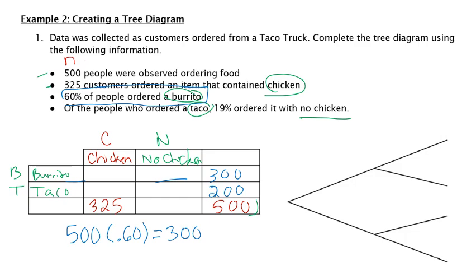Okay, we then have that of the people who ordered a taco, 19% ordered no chicken. So there are 200 people who ordered a taco. So of the 200 people that ordered a taco, 19% got no chicken. So I'm going to do the same thing, but this time I'm going to do it out of the 200, because that's what they gave us as a condition. So 200 times 0.19. And that's going to end up giving us 38.